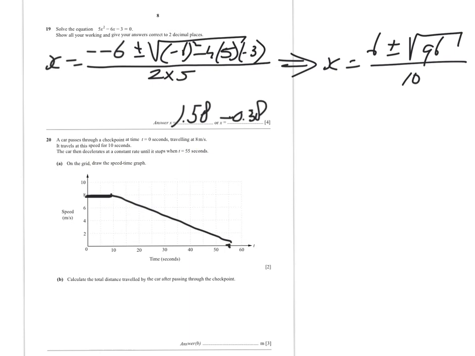Calculate, it says now, the total distance traveled by the car passing through the checkpoint. Now the total distance, how can you find it? That is the area, ladies and gentlemen, underneath the speed time graph. That's going to give you your distance. Several ways of doing it. You could, for instance, break it up in a rectangle and a triangle, or you can look at the entire trapezium all at once. I'm going to look at the entire trapezium. So that is the sum of the two parallel sides divided by 2 times the height.